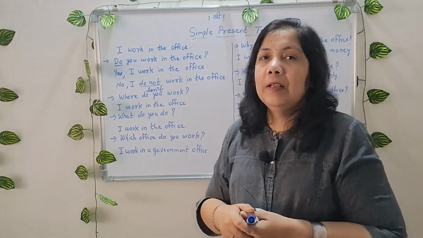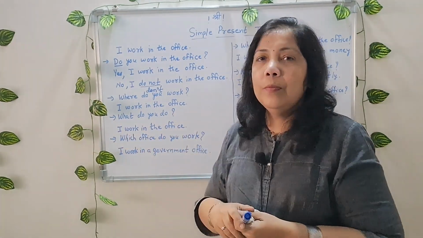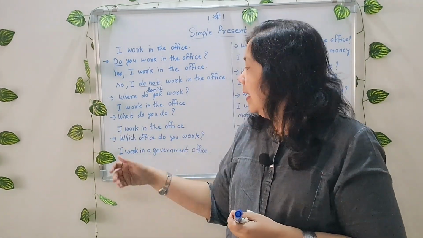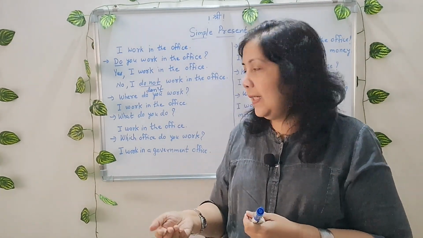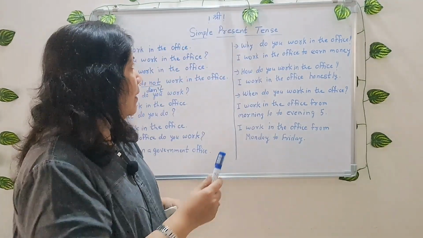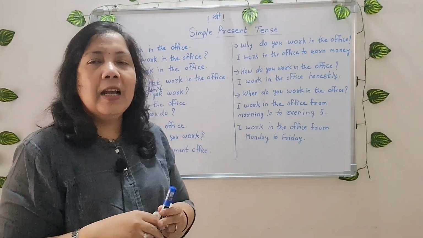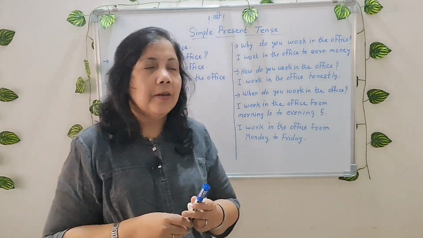Where do you work? I work in the office. What do you do? I work in the office. Which office do you work? I work in the government office. Okay, which? Government. Next, why do you work in the office? I work in the office to earn money. Why means the reason is told.